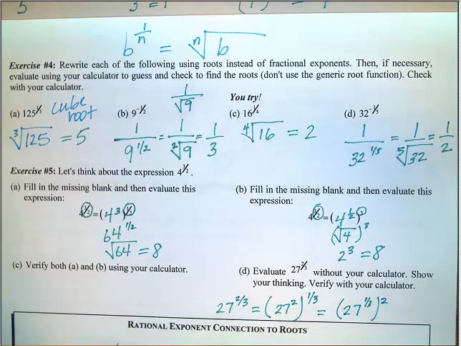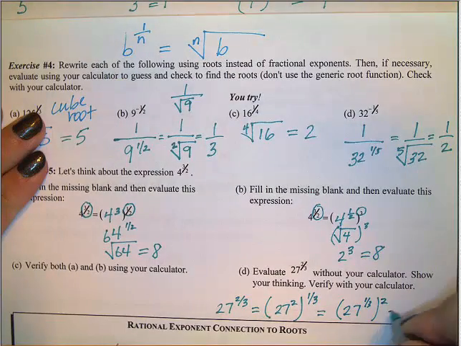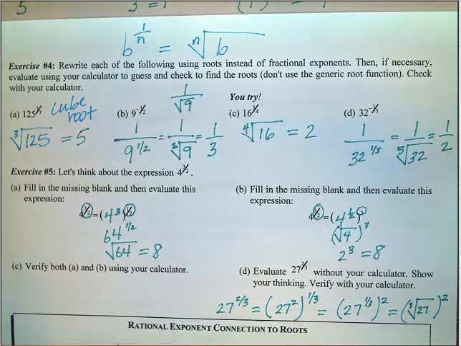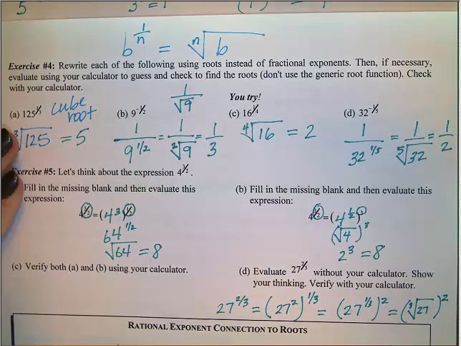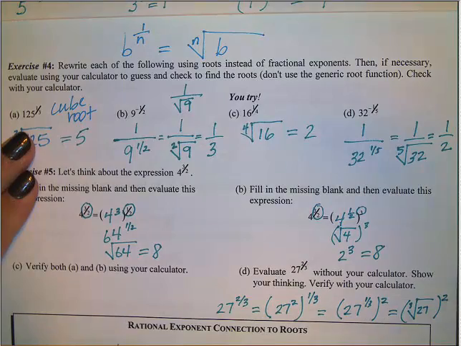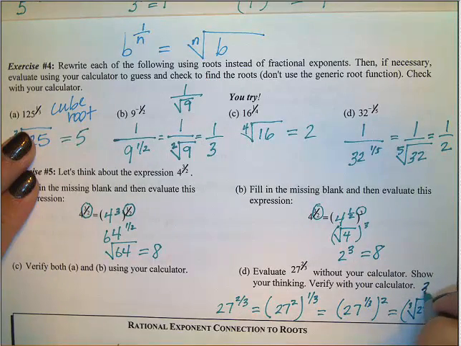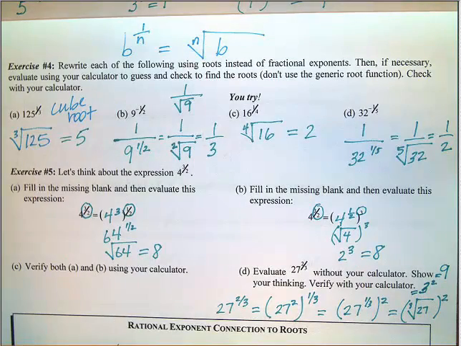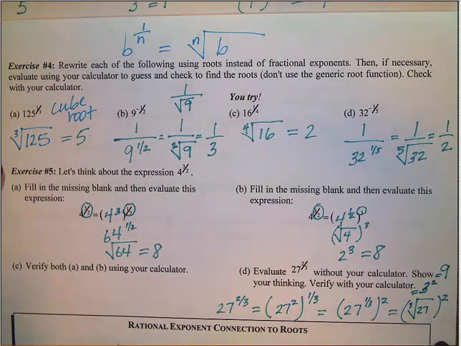Can I find 27 to the 1/3? Can I find the cube root of 27 and then square it? So what number times itself 3 times gives me 27? Hopefully you said 3. So this is 3 squared, and 3 squared is 9. Go ahead and verify with your calculator that I didn't lie, or make a calculation error. Hopefully it worked. Now read the box below.